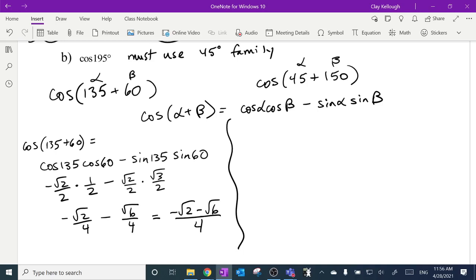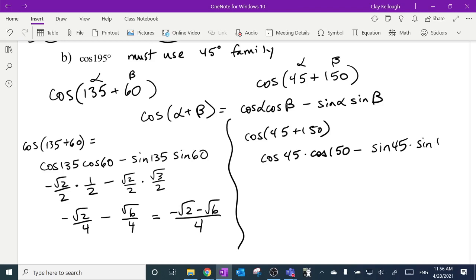Cool. Let's see if that's what I got using the other side. What if I used cos 45 plus 150? Then my alpha is 45, so cos 45 times cos 150 minus sine 45 times sine of 150. Okay, that's root 2 over 2. Cosine of 150 degrees is negative, wait a minute, cosine of 150. Oh, I'm having a hard time imagining that.